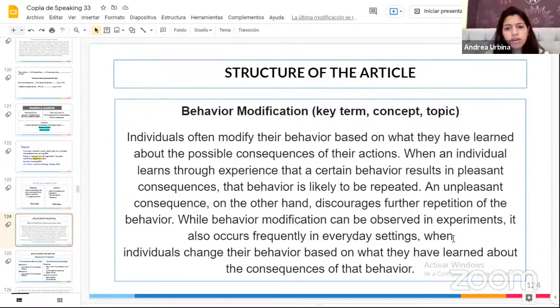Individuals often modify their behavior based on what they have learned about the possible consequences of their actions. When an individual learns through experience that a certain behavior results in pleasant consequences, that behavior is likely to be repeated. An unpleasant consequence, on the other hand, discourages further repetition of the behavior. While behavior modification can be observed in experiments, it also occurs frequently in everyday settings. When individuals change their behavior based on what they have learned about the consequences of that behavior.